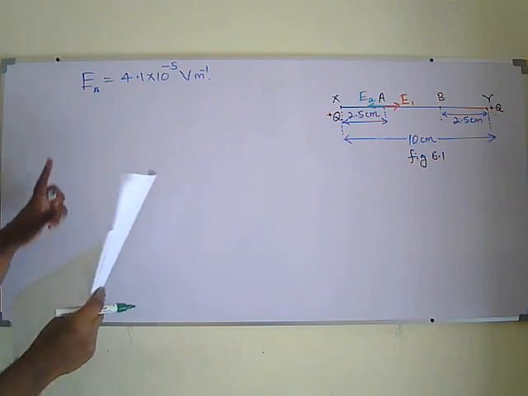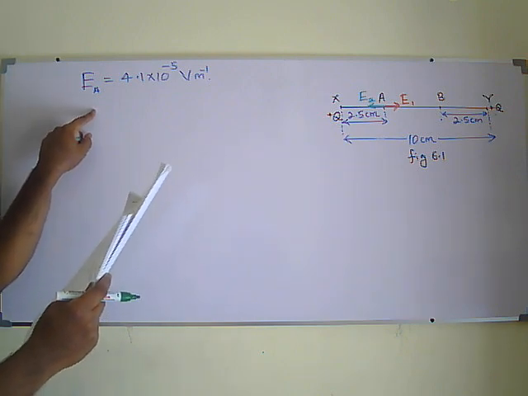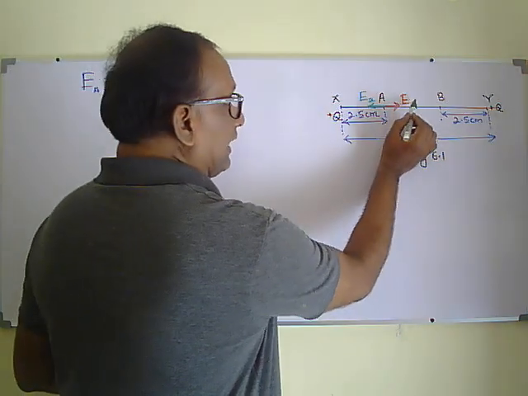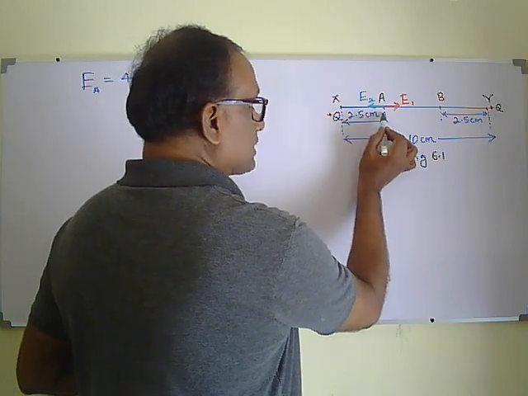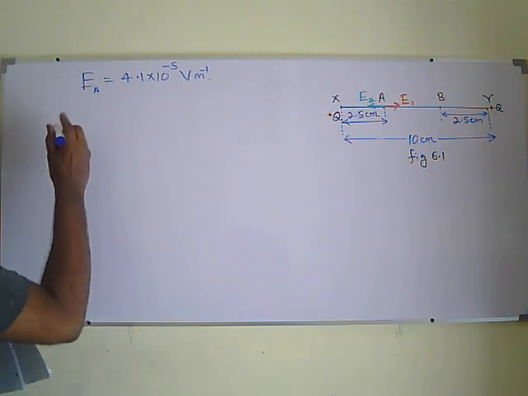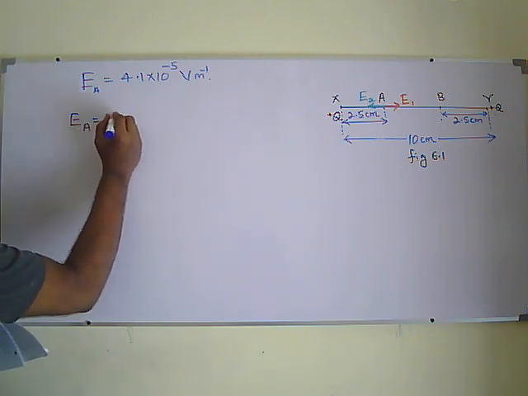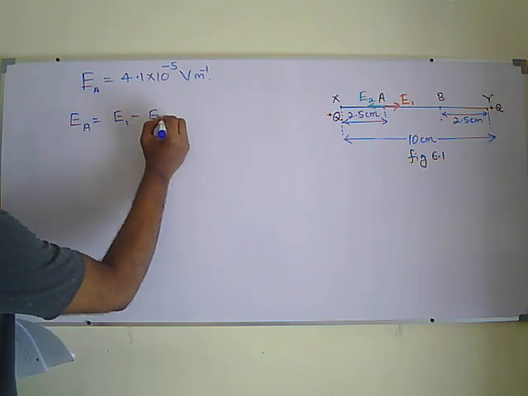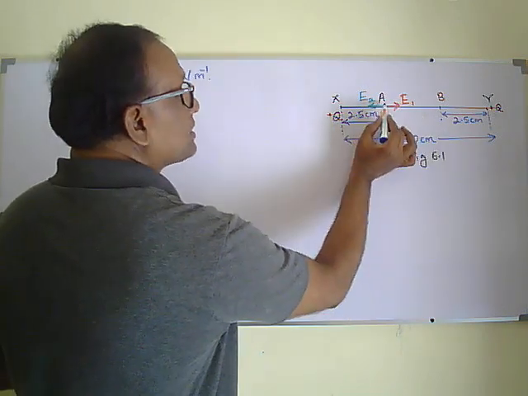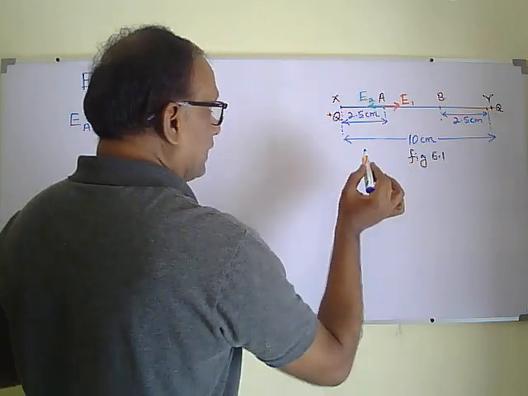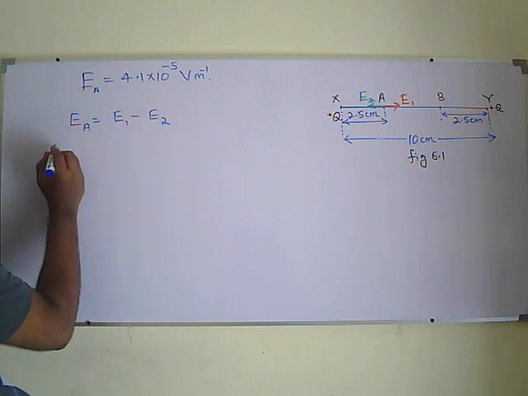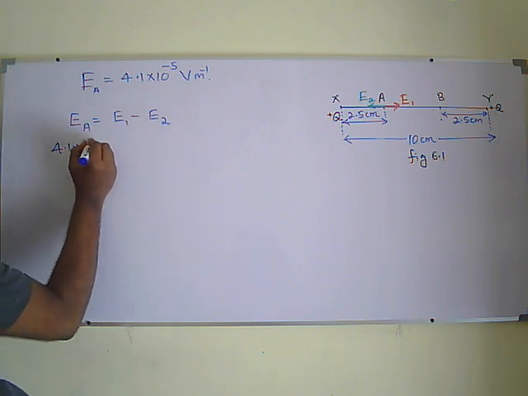Okay, so they are saying the resultant electric field strength at A is 4.1 into 10 to the power minus 5, but obviously I know that E1 is greater than E2 because point A is closer to X. So I can say the resultant electric field strength at A, EA, is equal to E1 minus E2 because both have the same magnitude, right? And A is closer to X than Y, so this will be larger than this one. So EA is given, we know that 4.1 into 10 to the power minus 5.